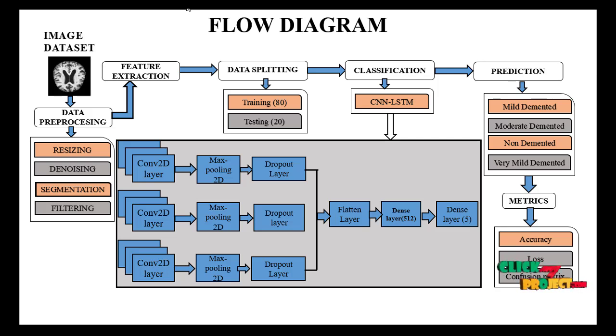In classification, we apply the CNN LSTM. This CNN LSTM has first 3 convolutional layers, designed with a flattened layer, and we apply the dense layer for the classification of the classes by neurons. After that, prediction. We predict 4 classes and metrics like accuracy, loss, and confusion matrix.